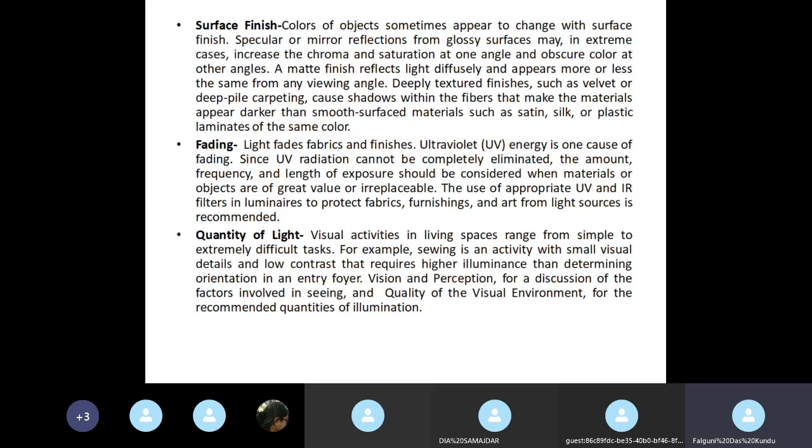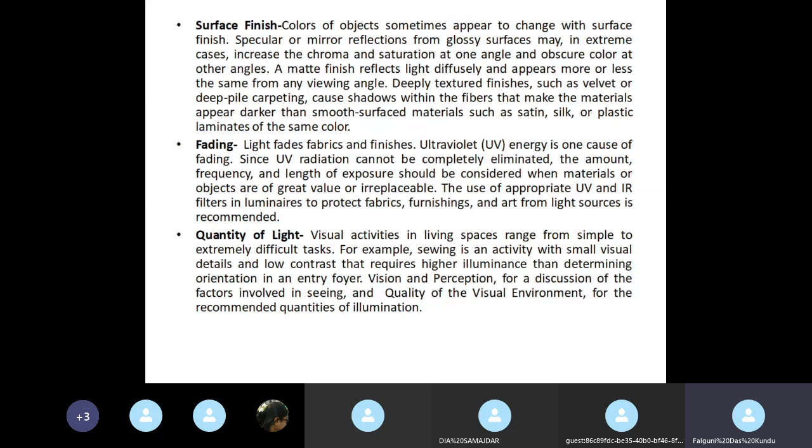Now the topic is fading. Light fades fabrics and finishes. UV energy is one cause of fading. Since UV radiation cannot be completely eliminated, the amount, frequency and length of exposure should be considered when materials or objects are of great value or irreplaceable. Okay. The use of appropriate UV and IR, meaning infrared, filters in luminaires to protect fabrics, furnishings and art from light sources is recommended.